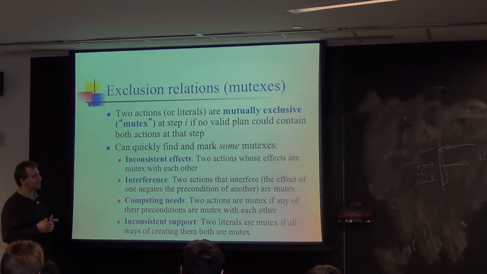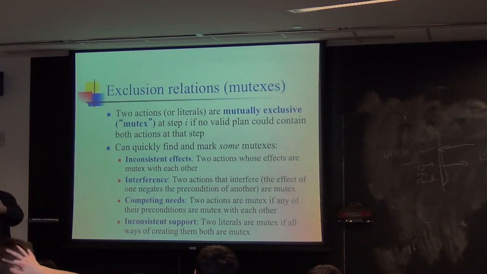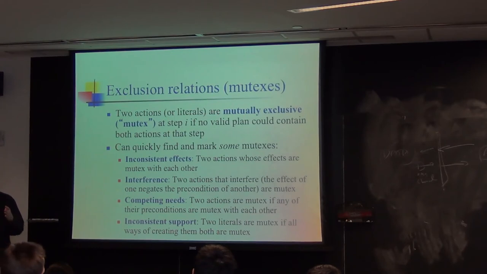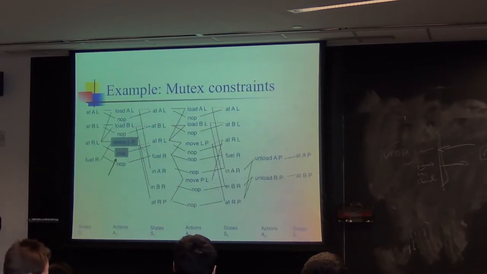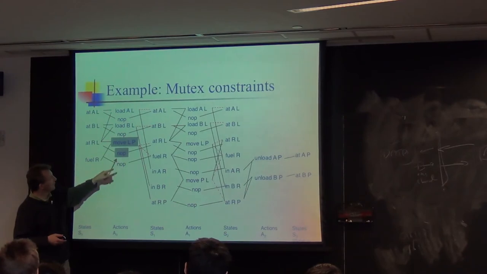Competing needs: two actions are mutex if any of their preconditions are mutex with each other. So if the preconditions, in fact, can't be together, then those two actions consequently can't be together in the plan at the same time. Inconsistent support: two literals are mutex if all the ways of creating them both are mutex. If every way that you can get to those states is mutex itself, then those things are mutex, those actions. So let's go through some examples of this. All right. So looking at this one, move LP and the no op here, right?